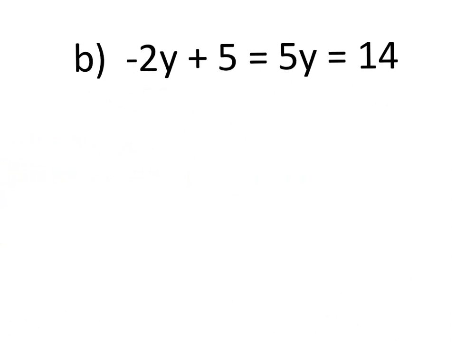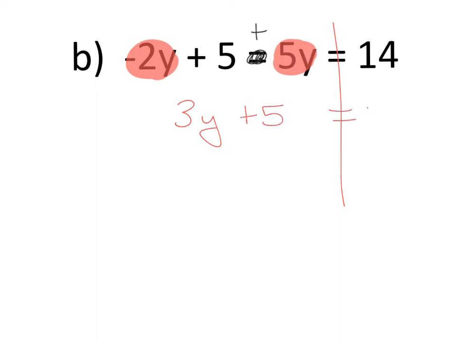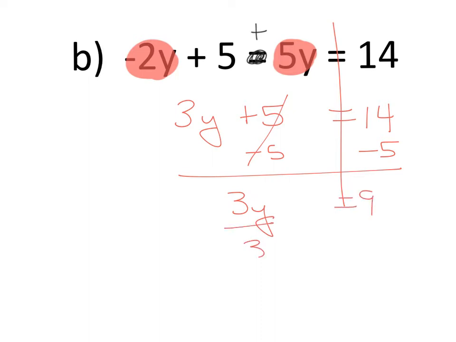Uh-oh. Looks like we've got a typo here. All right. So let me go ahead and change this. This should be a plus 5y. So now we're going to start by combining like terms again. So again, if you have variables on the same side of the equal sign, you've got to put them together first. So I've got negative 2y plus 5y, so I'm going to have 3y plus 5 equals 14. Okay, subtract the 5 off, and 3y equals 9, and then divide both sides by 3. So y is going to equal 3.